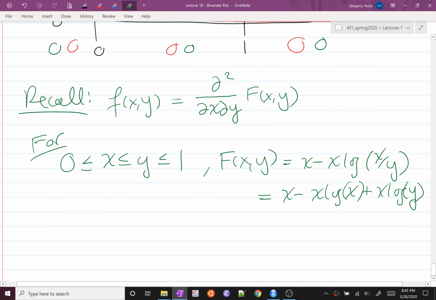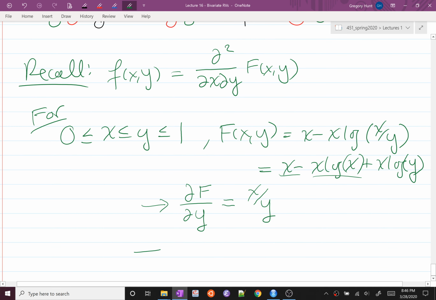And I can now take derivatives. It's easiest first if I say df dy. If I take the y derivative first, these terms involving just x will go to 0, because they're constant as far as y is concerned. And the derivative with respect to y of log y is 1 over y, so I get x over y.